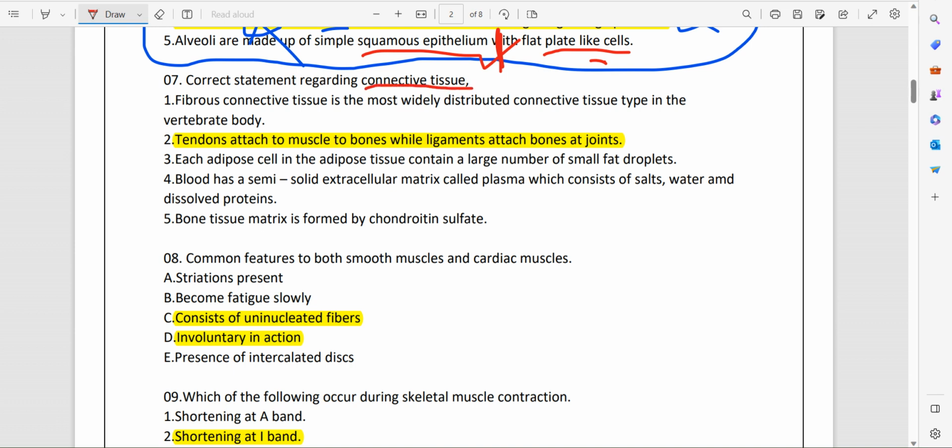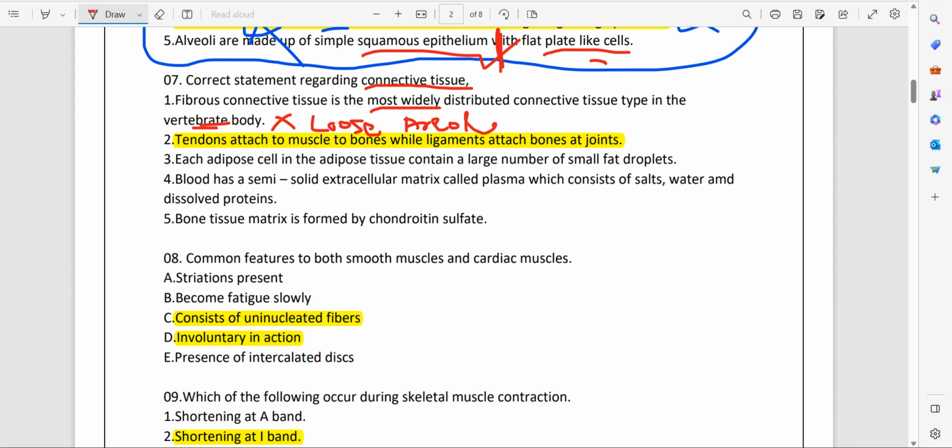So fibrous connective tissue is most widely distributed. I will be explaining why each one of them is wrong, so that way you can use the process of elimination, and I will show how I have tricked you using these statements. So fibrous connective tissue is the most widely distributed connective tissue type. No, it's not. The most widely distributed connective tissue present in the vertebrate body, and that one is also very important, vertebrate body, would be areolar tissue or the loose connective tissue. That's why it's wrong.